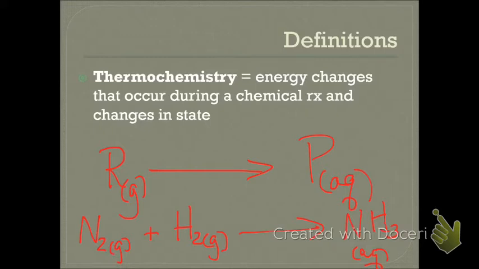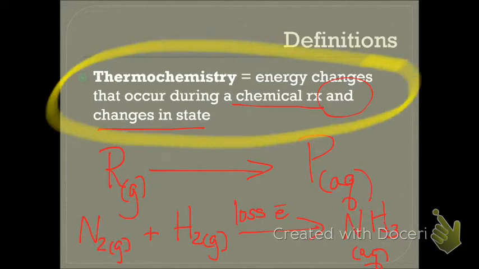So in addition to the energy that changes during a chemical reaction, we also have energy change that occurs as it goes from one state to another. If I'm going from a gas to an aqueous solution, I'm going from molecules that have a high movement to molecules that have less movement. So there is going to be a loss of energy for that to happen. And that E with a line over it means energy. So thermochemistry, again, is energy changes that occur during a chemical reaction and changes in state. So make sure that you know this definition.